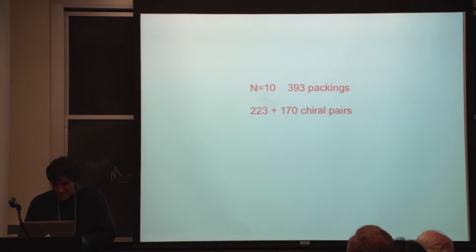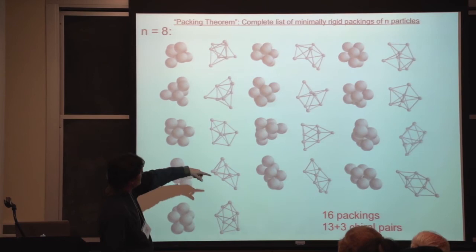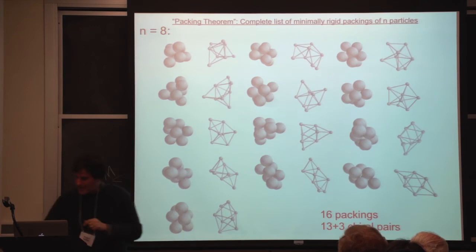So if anyone decides to buy this for their children, it turns out there are 16 different packings for N equals 8. These are with the maximal number of contacts, 13, and 3 chiral pairs.